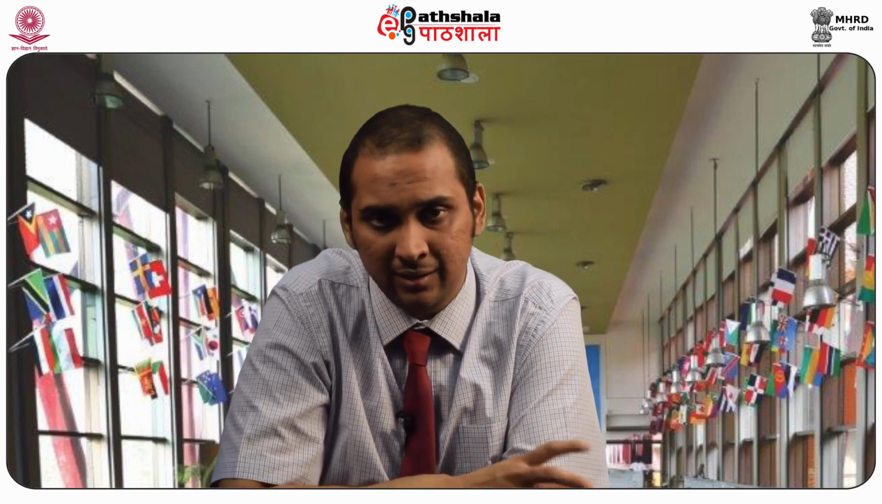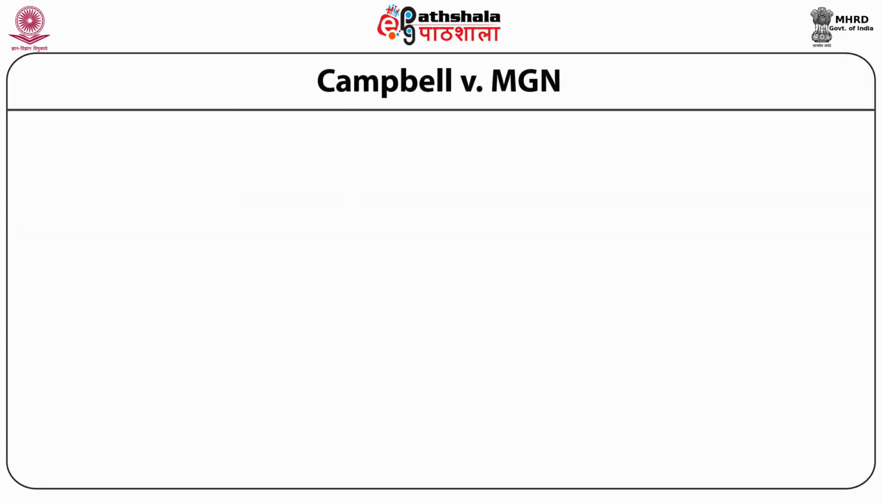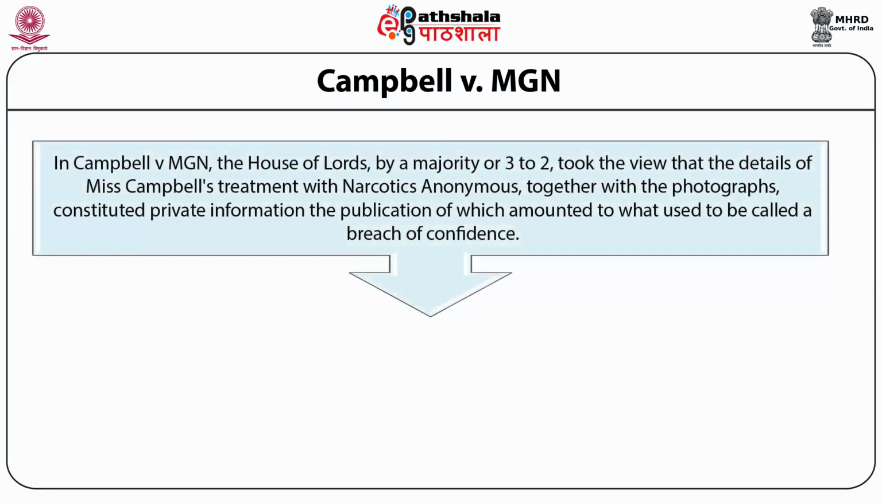So, let's look at some of the interplay between Article 8 and British law, the interplay between privacy in England, the United Kingdom, and Article 8. Now let's look at the notorious case of Campbell versus MGN. The Campbell being Naomi Campbell, the supermodel. In Campbell v MGN, the House of Lords, by a majority of 3-2, took the view that the details of Ms. Campbell's treatment with Narcotics Anonymous, together with the photographs, constituted private information, the publication of which amounted to what used to be called a breach of confidence.